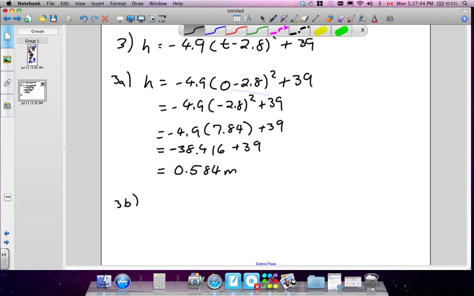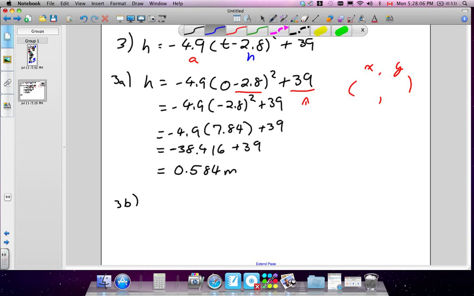Yeah, so do that. This here and this here are actually the coordinates of my vertex, my x and y value. The y value of the vertex is strictly whatever this number is on the outside, and that's when it's in this form. This is called vertex form.